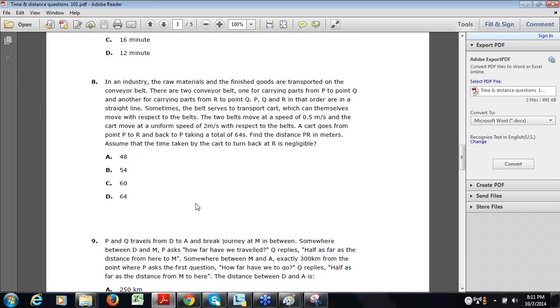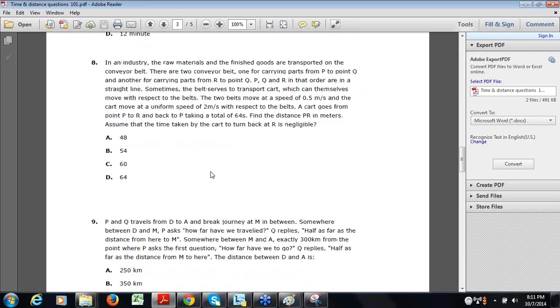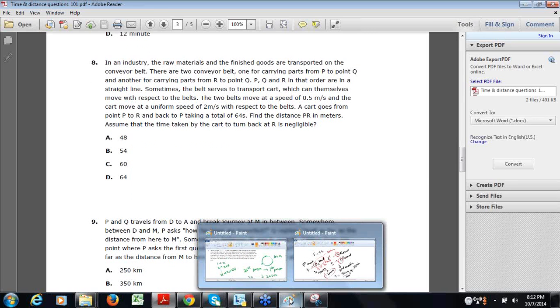The two belts move at a speed of 0.5 meter per second and the cart moves at a uniform speed of 2 meter per second with respect to belt. A cart goes from point P to R and back to P, taking a total of 64 seconds. Find the distance PR in meters. Assume that the time taken by cart to turn back at R is negligible.